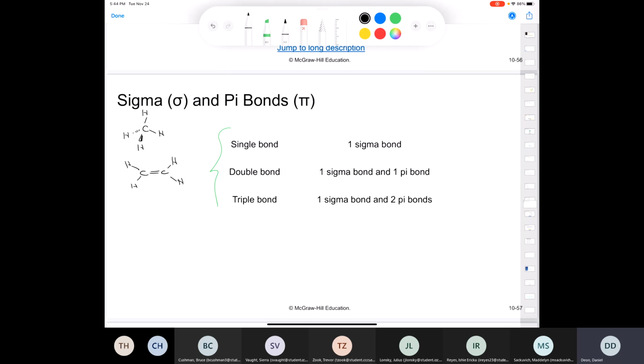It's comprised of what? One sigma, right? One of them's a sigma. The other one's going to be a pi. And if you have a triple bond, just don't lose sight of this because we're going to be talking about sigmas and pi's a lot, right? You're going to have one sigma bond. Again, doesn't matter if it was the top or the bottom. And then you're going to have two pi bonds. The two pi bonds, 1, 2. Okay? So I want you to keep that in mind.